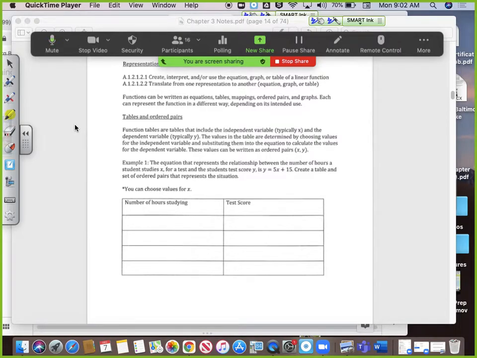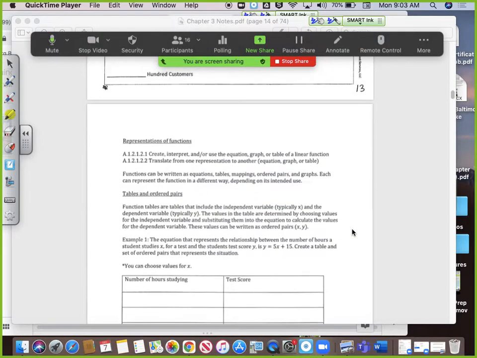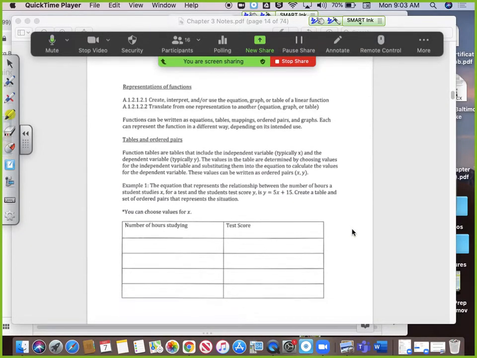All right, so we're going to start section 3.2, and some of this is going to be a review. In 3.2, we're going to look to see if we can create, interpret, and use equations, graphs, or tables of linear functions. And we're going to translate from one representation to another. So we are on page 14, right after those constructed response questions.